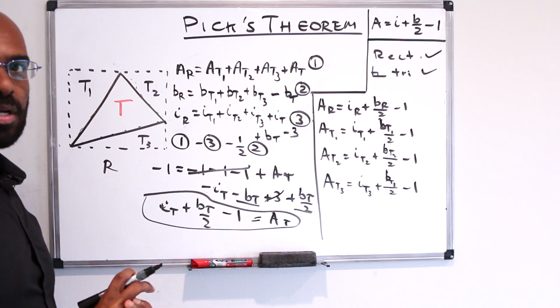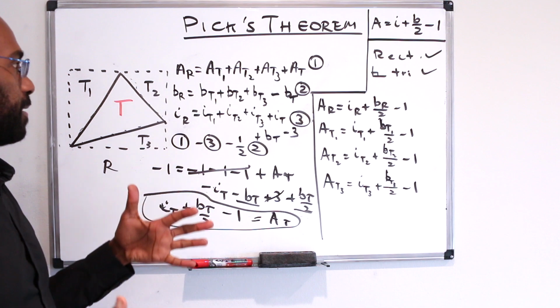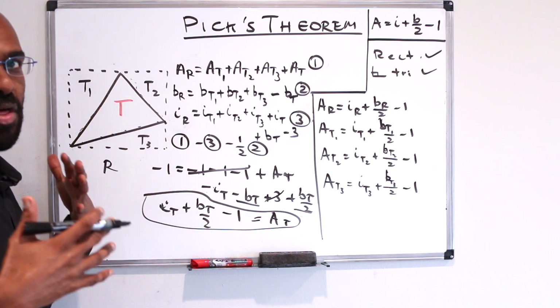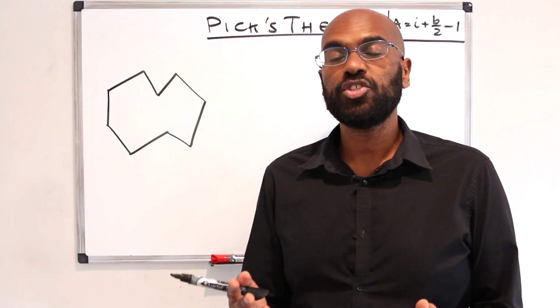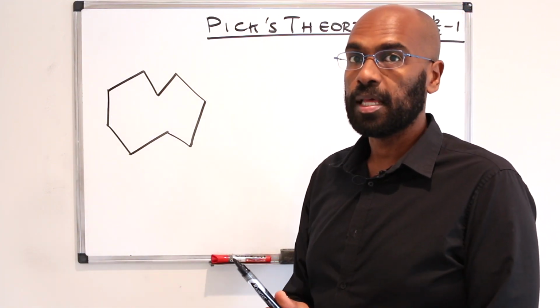So let's do one more decomposition like this, where we take an arbitrary shape and then ask, how do we figure out Pick's theorem for that arbitrary shape? So now the question that remains for us is, how do we deal with Pick's theorem for a general polygon like this?